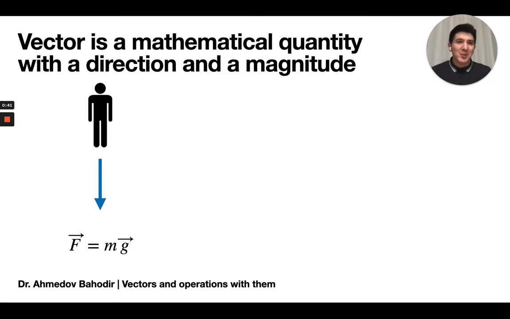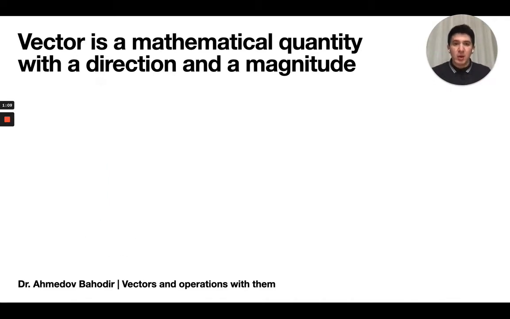For example, the most popular known force is the gravitational force, which pulls all of us towards the center of the Earth. The magnitude of this force is proportional to the mass of the people. So the higher the mass, the higher the force, which attracts objects into the center of the Earth.